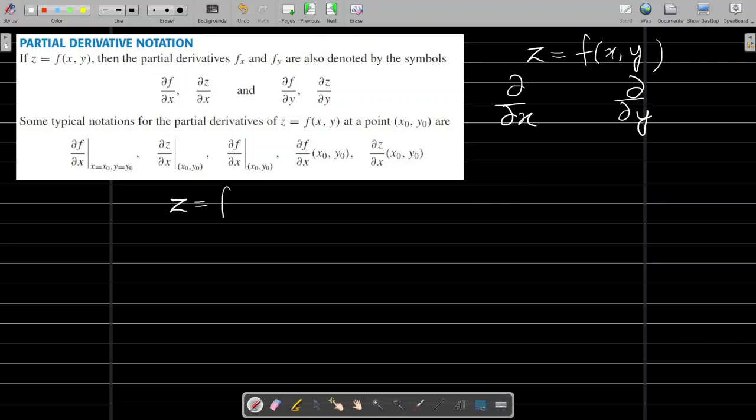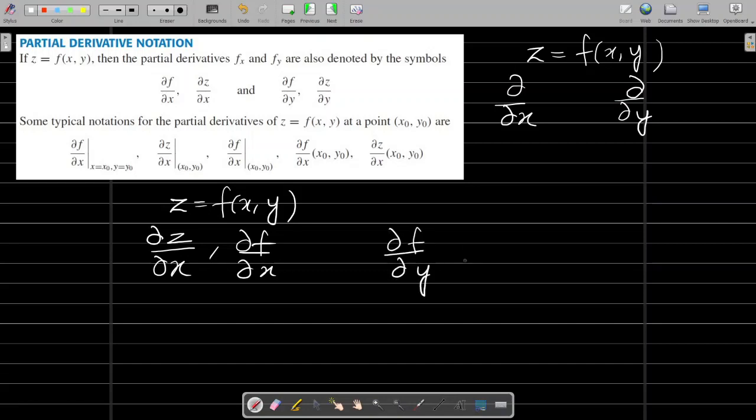When I'm taking partial derivatives for this function z equal to f of xy, if I want to write the partial derivative with respect to x, I can write either dou z by dou x or dou f by dou x, because z equals f of xy. So the function name is either z or f. Similarly, when writing partial derivatives with respect to y, I can write either dou f by dou y or dou z by dou y.